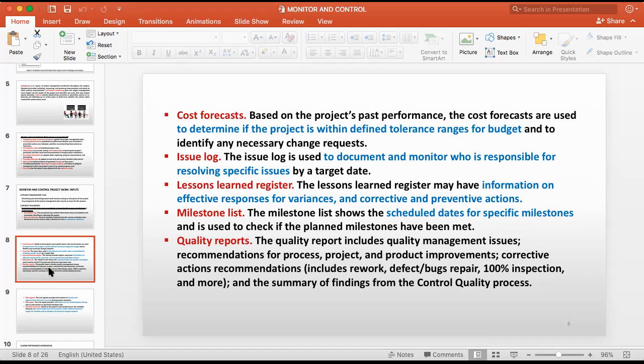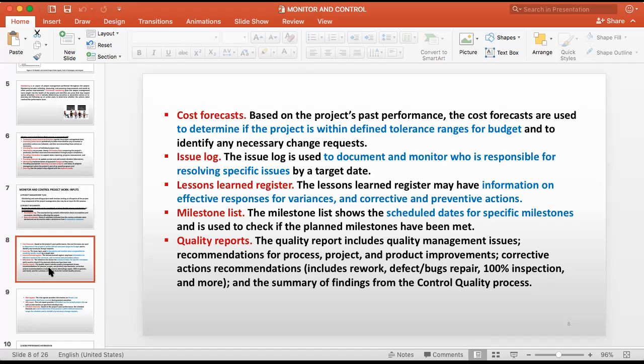So you are going to update the lesson learned register. You get that as an input to this project. So we have learned this one, so we can handle this one the same way. Then the milestone register, the milestone list. The milestone list shows the scheduled date for specific milestones and is used to check if the planned milestones have been met or achieved. So there are milestones, the important dates.